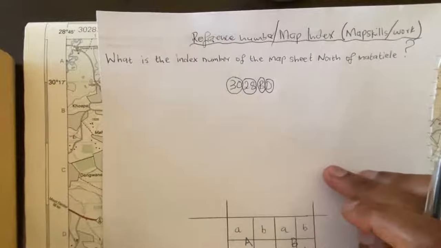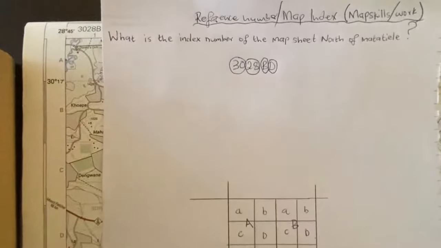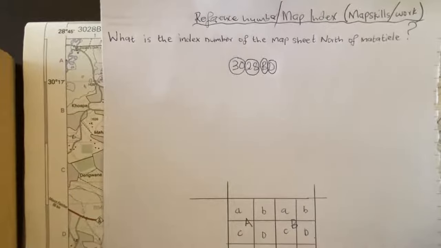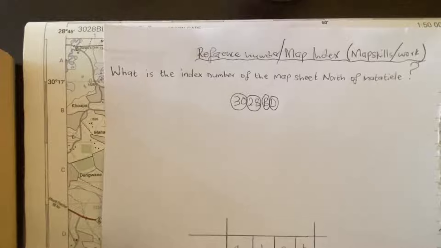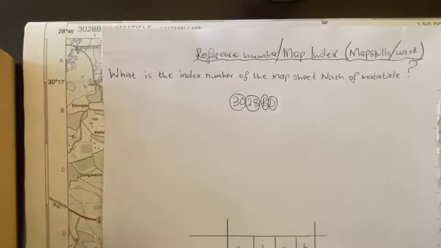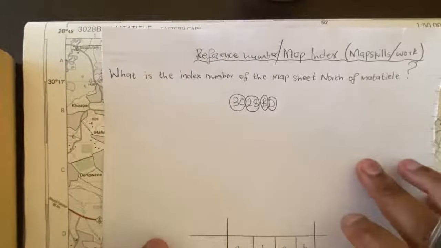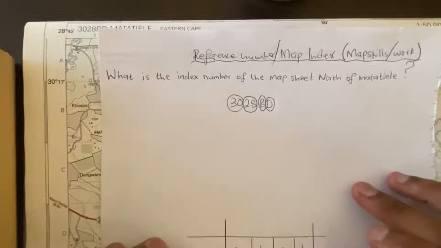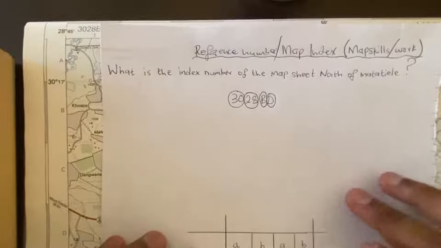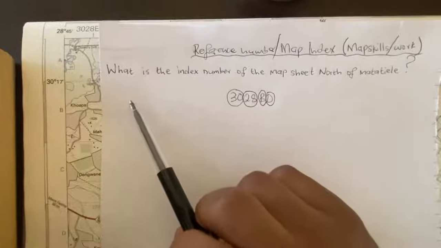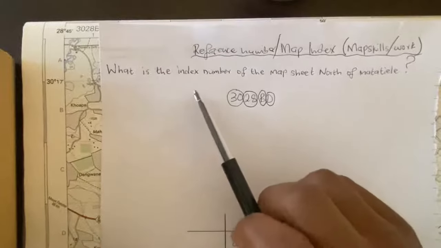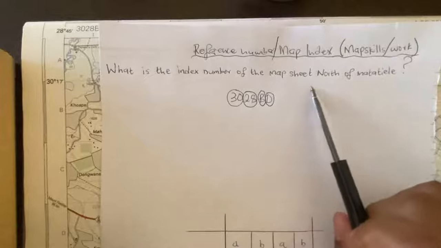Hi everyone. So today we'll be focusing on what we call reference numbers or map index in geography, in our map skills. All right, so we're going to try and answer this question over here. What is the index number of the map sheet north of Matatiele?